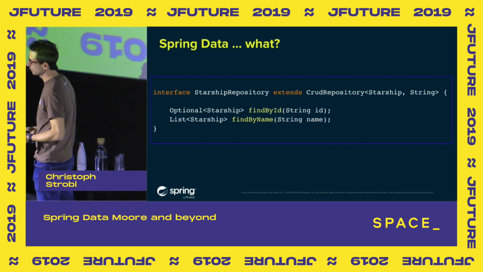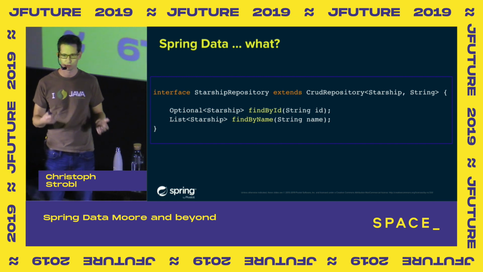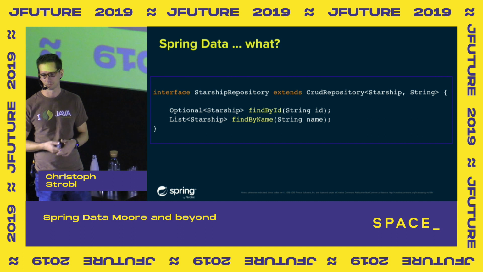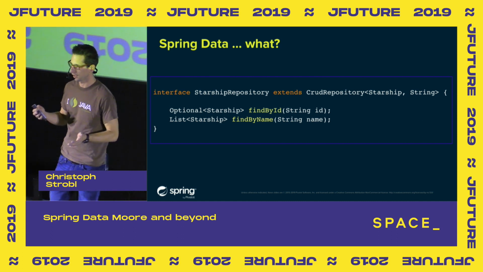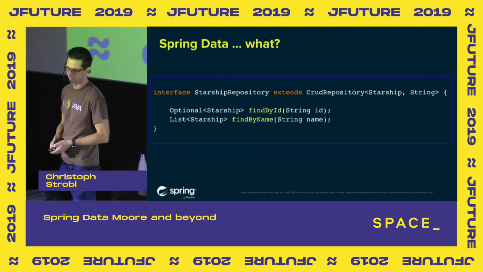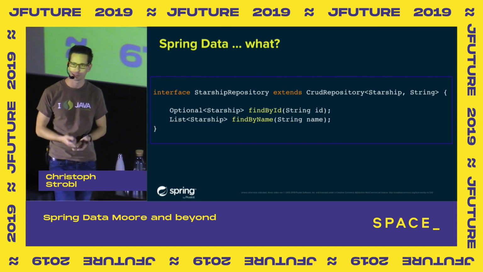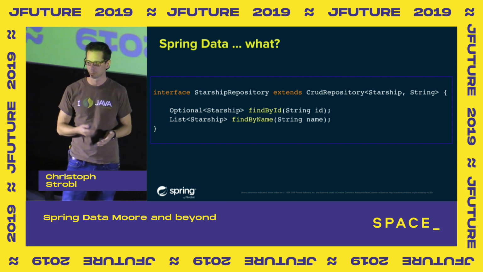And the repository is nothing more than an interface that extends something like a CrudRepository, which is one of our Spring Data types. You give it the domain type that you want to deal with and the ID type so that we can then generate stuff for you. It comes with a bunch of predefined methods like findById. I guess this is pretty common. So you don't have to write an implementation for those.